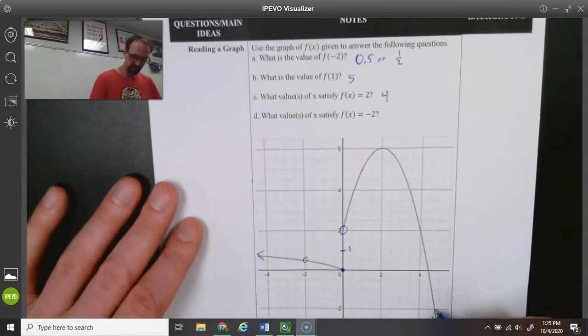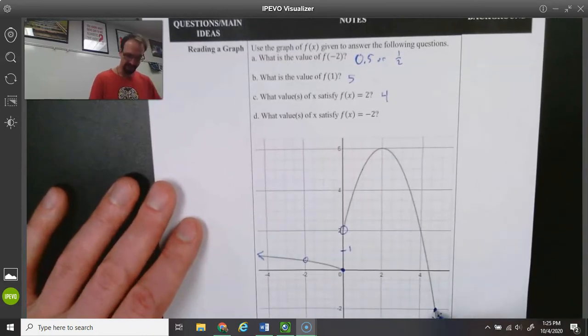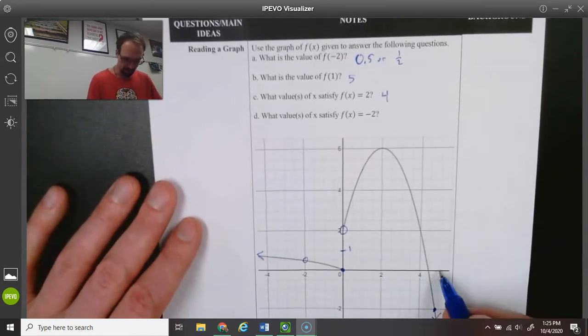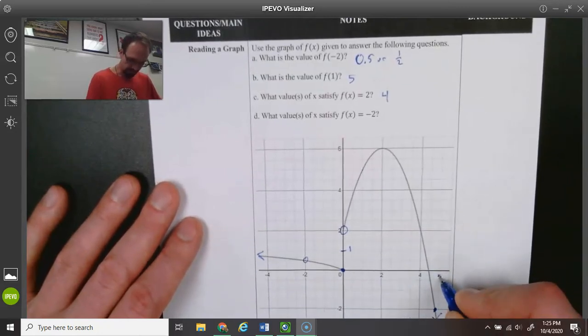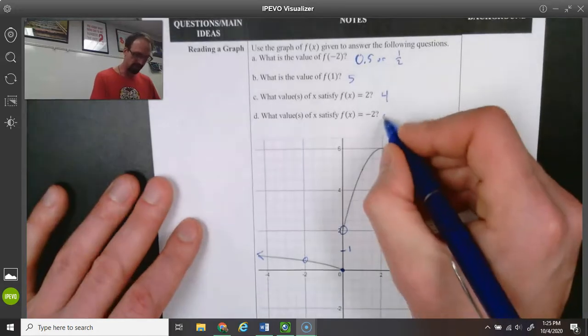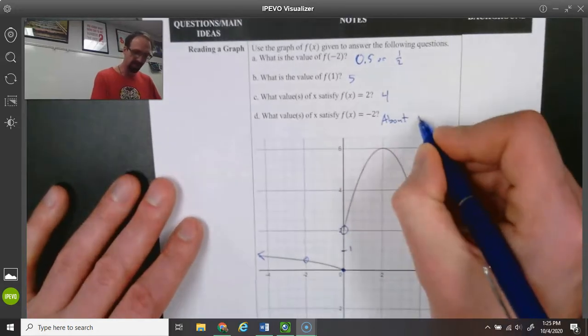Looking at this, it looks like I have this value here. This one's kind of hard to see. This one is exactly halfway in between this and this. This is 4.5. That would be 5 here. So that would be about 4.75. I'm not 100% confident, so I'm going to just put that there.